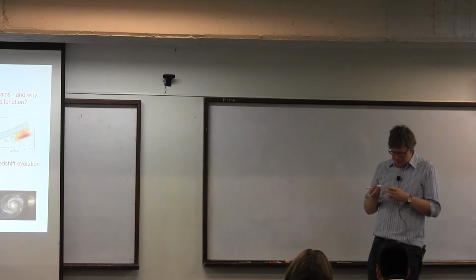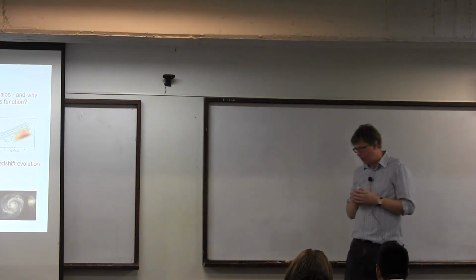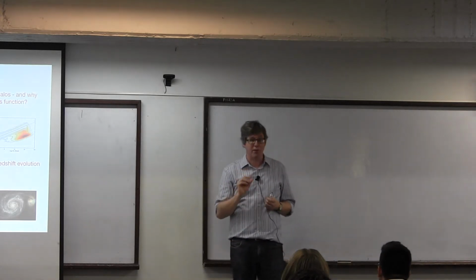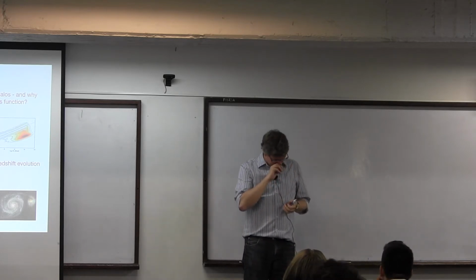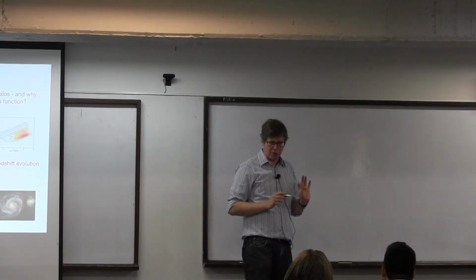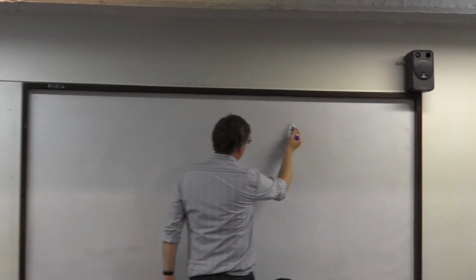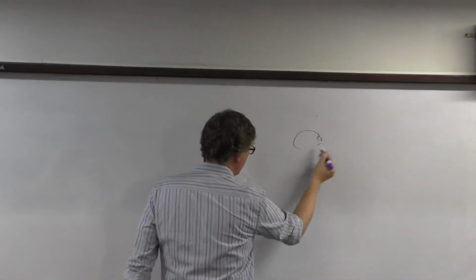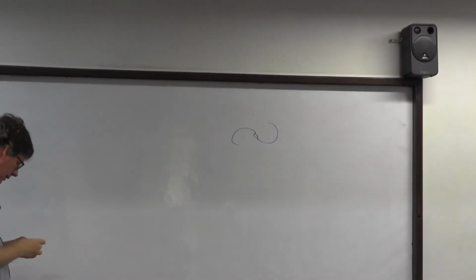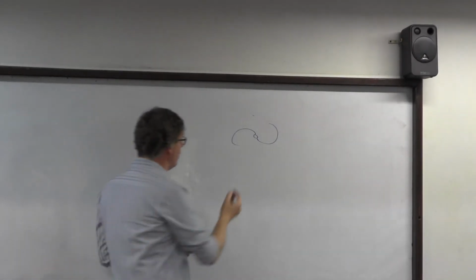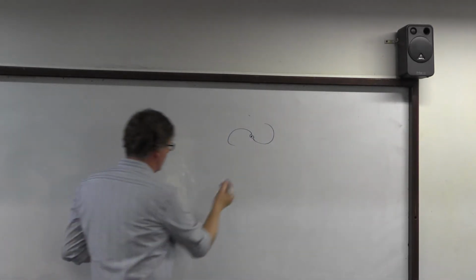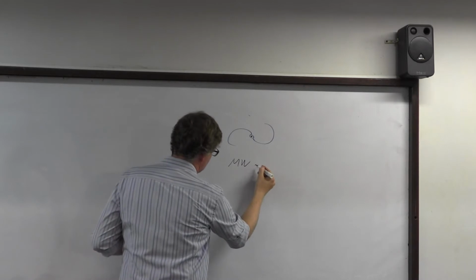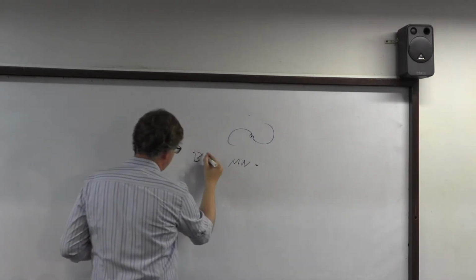The only reason we talk about quasars is because they're very, very bright, so it's easy to see them. Let me draw a cartoon version of a galaxy. If I have a spiral galaxy, most spiral galaxies have a black hole in the center. So in the Milky Way, this is the black hole.